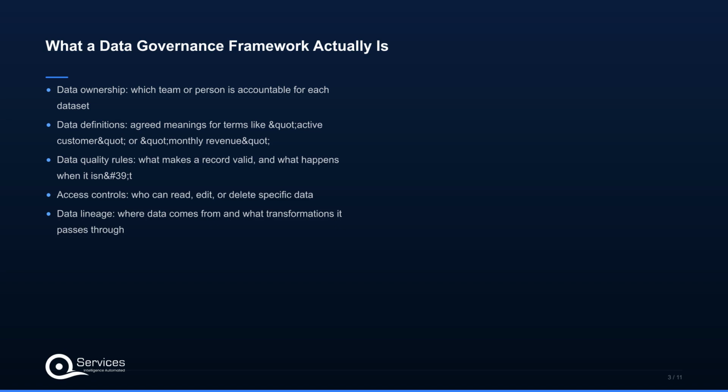This is not the same as data management. Data management handles the technical side, pipelines, storage, ETL jobs on Azure. Governance is the policy layer on top. You can have a perfectly engineered Azure Synapse pipeline and still publish wrong numbers if no one owns the definitions or checks the outputs.